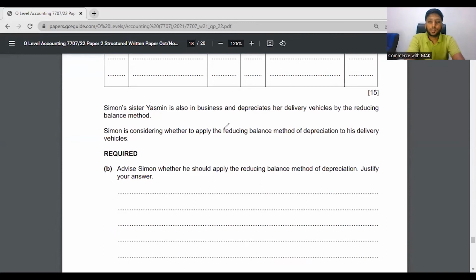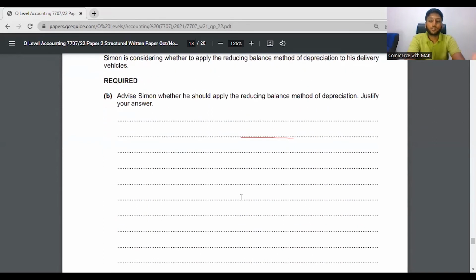Simon's sister Yasmin is also in business and depreciates her delivery vehicles by the reducing balance method. Simon is considering whether to apply the reducing balance method of depreciation to his delivery vehicles. Advise Simon whether he should apply the reducing balance method of depreciation. Justify your answer. Speak about the pros and cons of both methods.